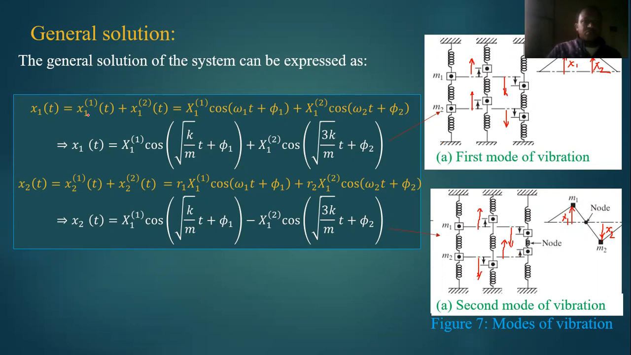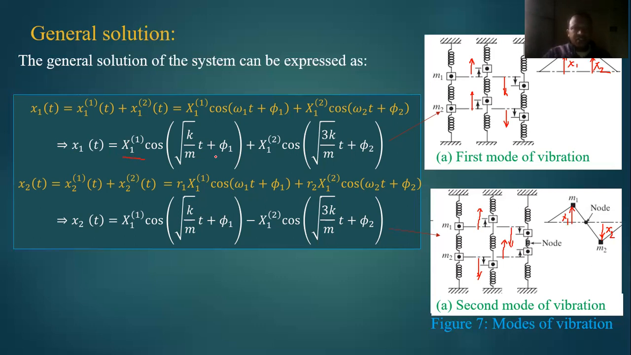For the first mode, x1, x1. For the second mode, x2, x2. For 1 and 2. So this gives us these solutions. This is a general solution. Here by default, we understood that phi 2 is 180 and phi 1 is 0. But in general, how can we find these four constants?